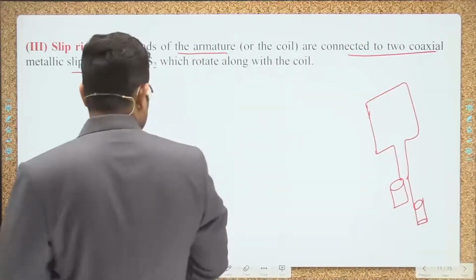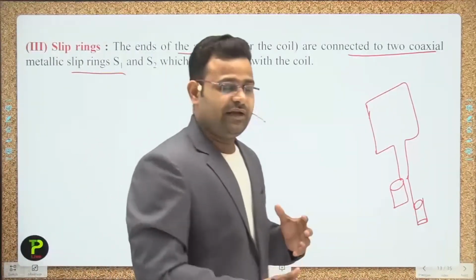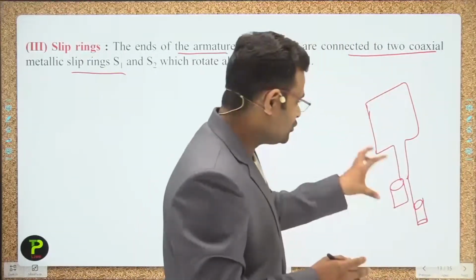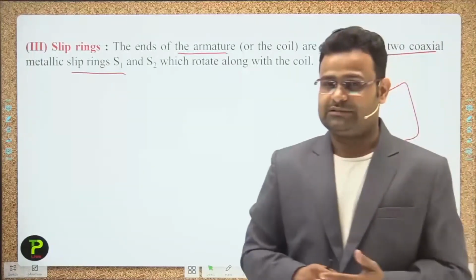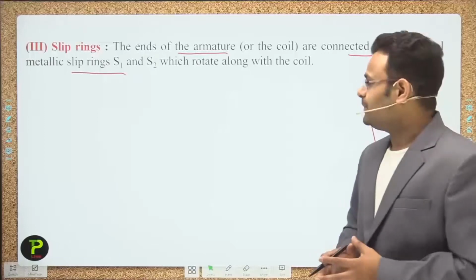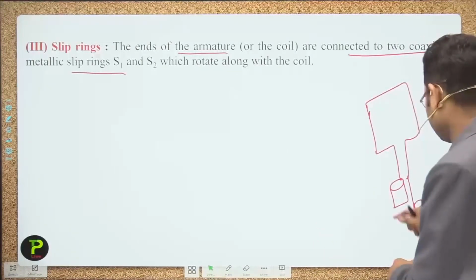By using the slip rings, we are getting the alternating current. When we discuss the DC generator, we will focus on that point. The slip rings are replaced by another part of the machine, called a commutator. Next time we will focus on that point.